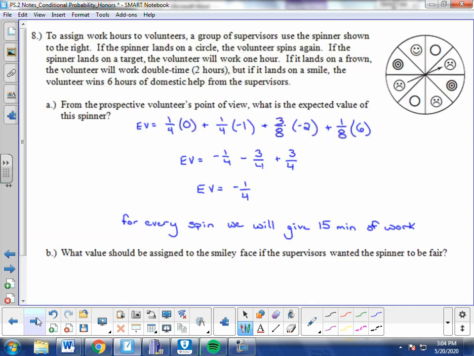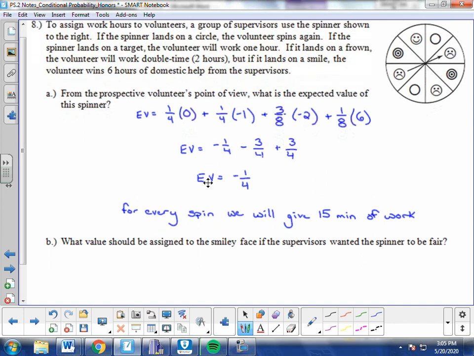So if we want this spinner board to be fair, we can't change the board. We've already cut it into sections. I mean, we could change the board. We can turn a frown into a smiley face, but that would change the number of ways we could land on things, not necessarily the expected value. So if we want the expected value to be fair, what we could do is adjust what we add to the smiley face, or what the smiley face is worth. So what I'm going to do here is keep the same equation, essentially, but instead of solving for EV, the expected value, we want the expected value to be 0.